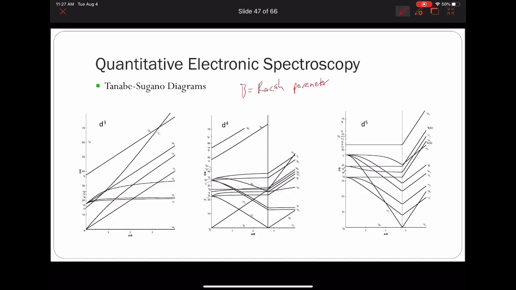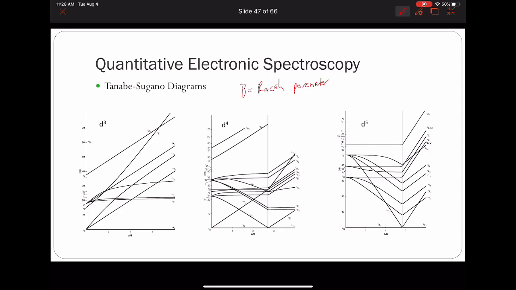And it's a term that's going to be useful as we move forward and gets incorporated into evaluating some other properties about our systems as well. In particular, it's going to be directly related to the extent of covalent character in our system. You'll notice on the y-axis we have energy also divided by this Racah parameter B.